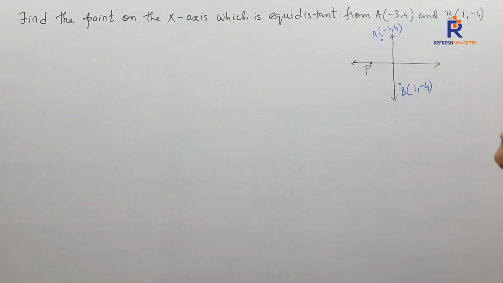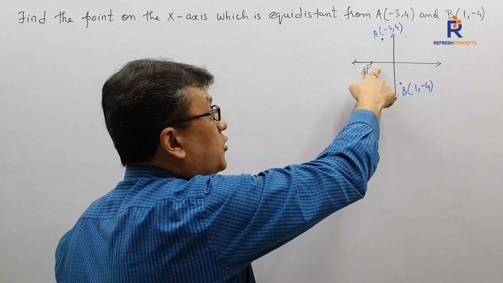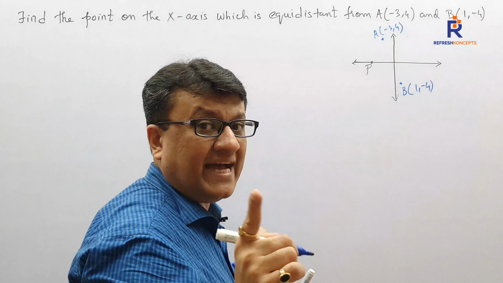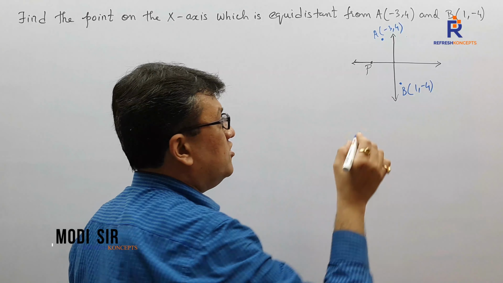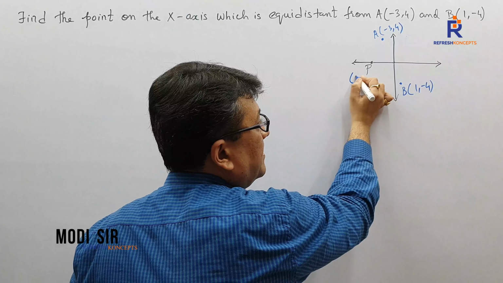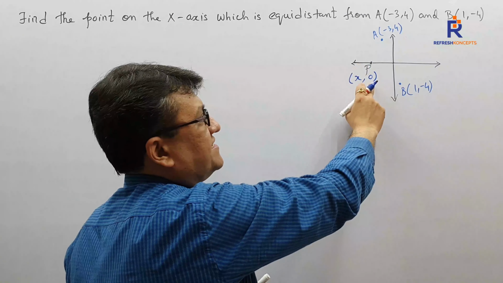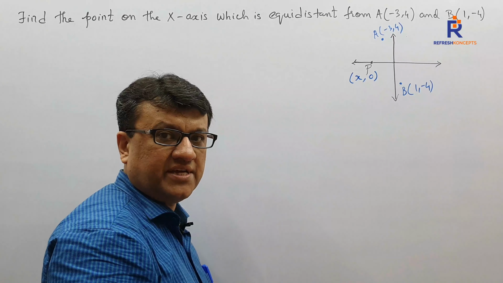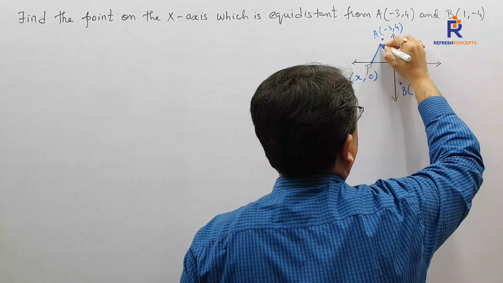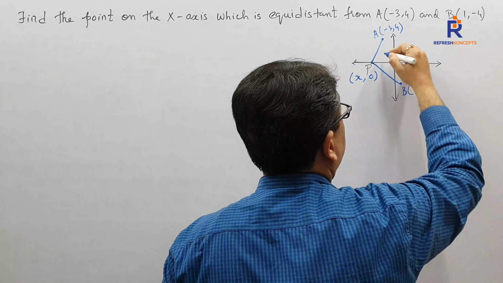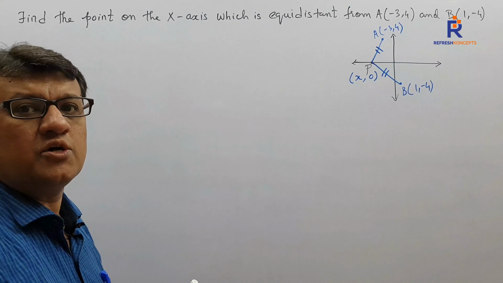Now what do they say? The point on the x-axis, which we have taken as P. We are aware that the y coordinate is going to be 0. So I'm going to write this as (x, 0). Why? On the x-axis, the y coordinate is 0. Are you getting me, children? Now they say it is equidistant. So PA is equal to PB, is what the question says.